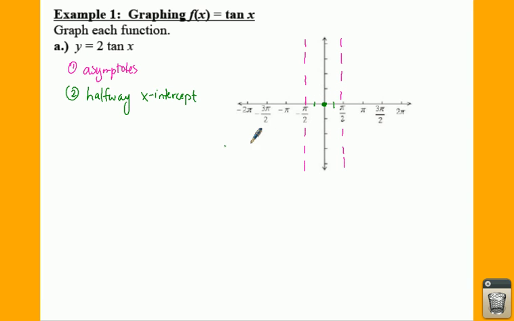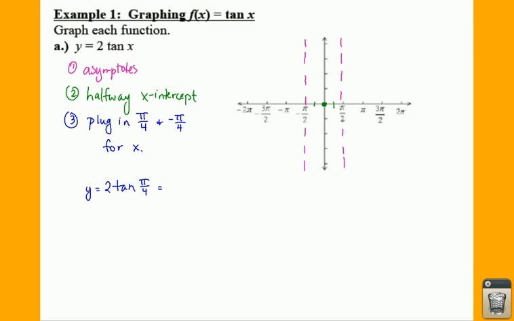So we're going to plug in pi over 4 and negative pi over 4 for x, and we're going to plug them into our equation. So if we solve the tangent, actually we're not solving the tangent, we're saying y is equal to 2 times the tangent of pi over 4.